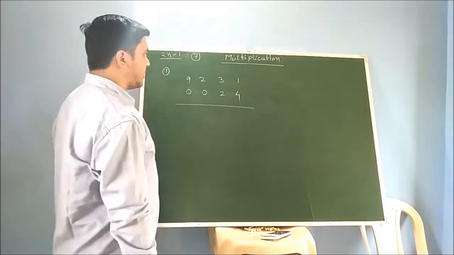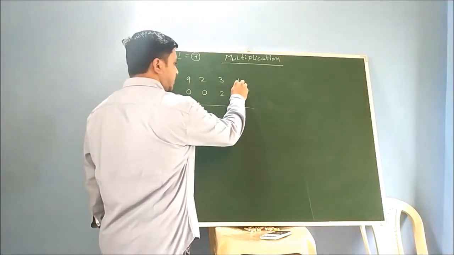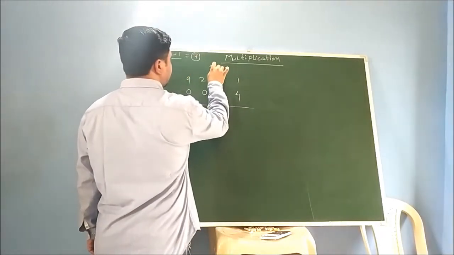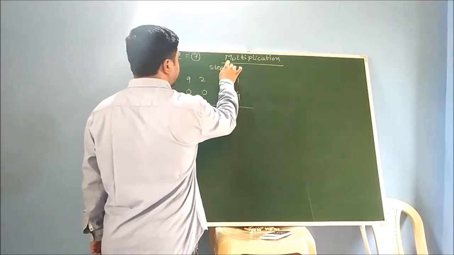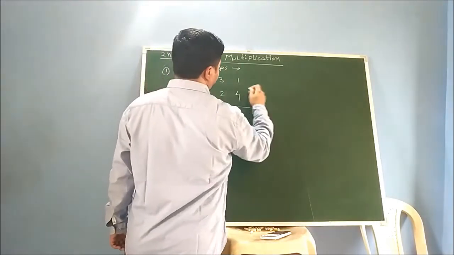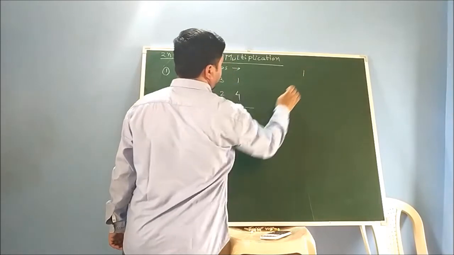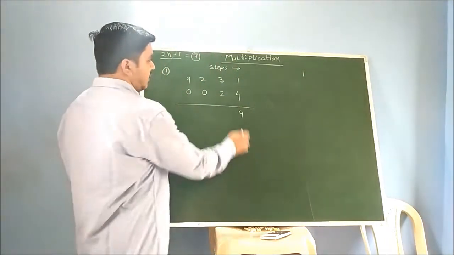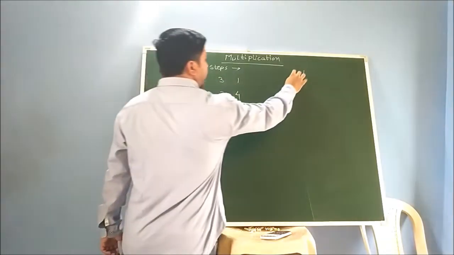So first step पे क्या करते हैं अपन? We'll multiply this 1 into 4. That is step number 1. So let's see the steps. First step, you have to multiply this 1 into 4. So 1 into 4 will be 4 here. 4 into 3.